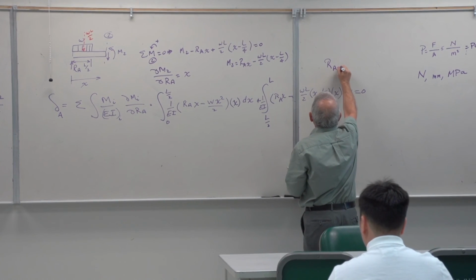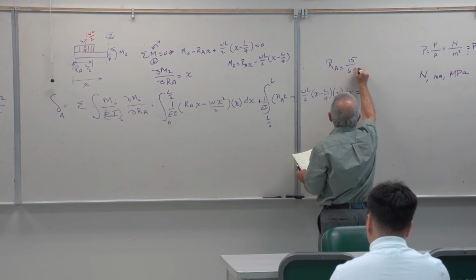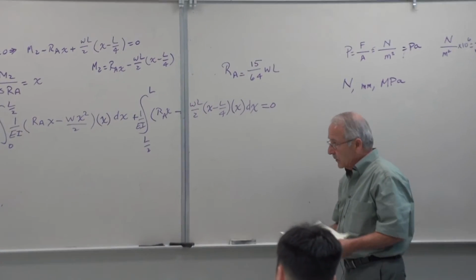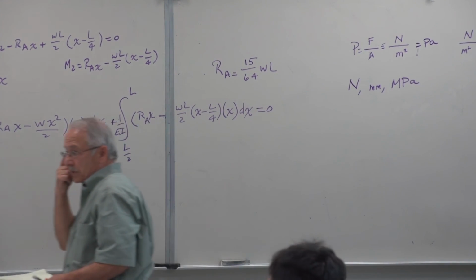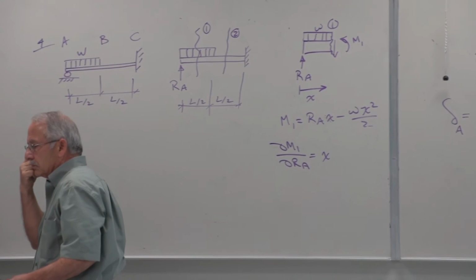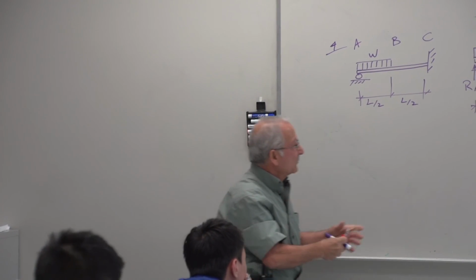Ra comes out to be equal to 15 over 64 WL. Now, when doing these problems, yes? Is it second integral from L over 2 to L or 0 to L? No. L over 2 to L. Oh, okay. Remember how I did this.